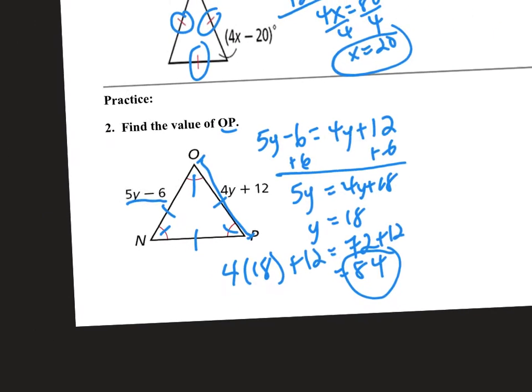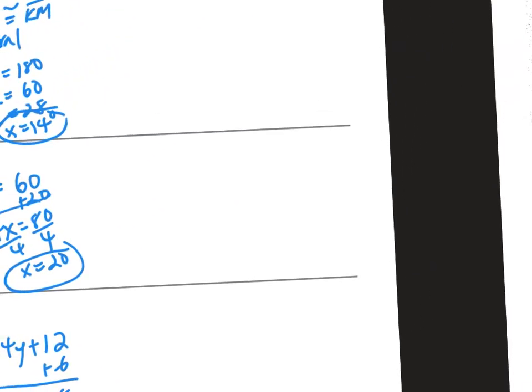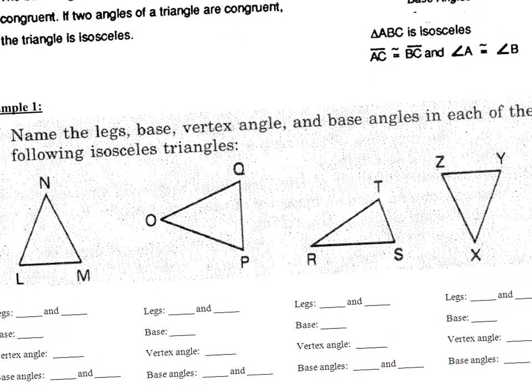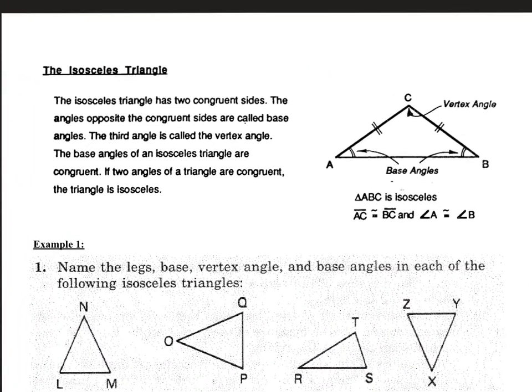Okay, let's move on to the next page. Now, we just covered equilateral triangles. We're going to cover another special type of triangle called the isosceles triangle, right? So for the isosceles triangle, we have 2 congruent sides instead of 3 congruent sides, like how an equilateral triangle does. And for an isosceles triangle, we have a very special relationship with the angles, right?